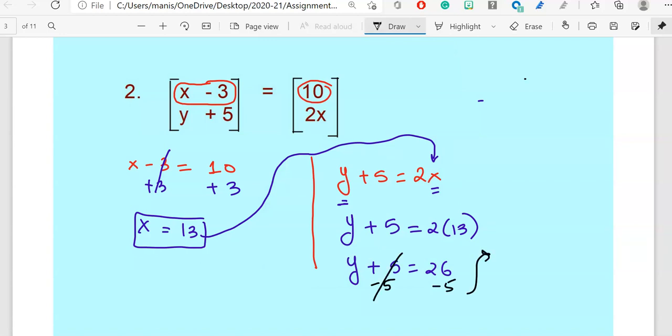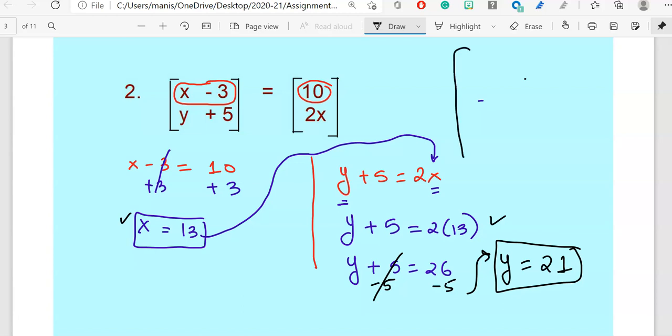So my final answer is y is equal to 21. Do I have both the values of x and y? Yes, I have both the values of x and y.